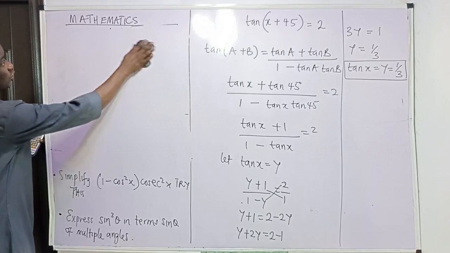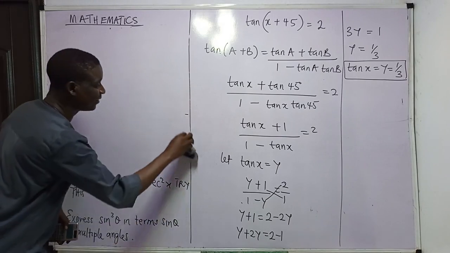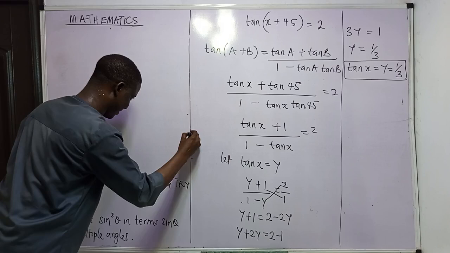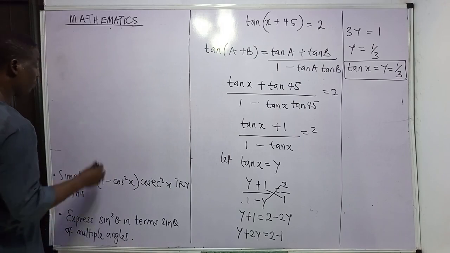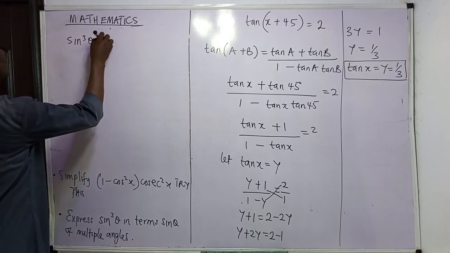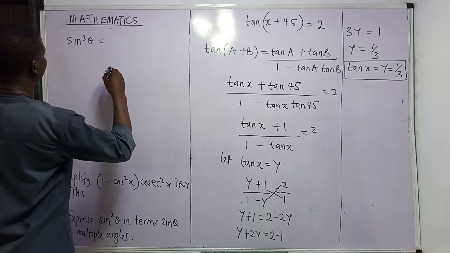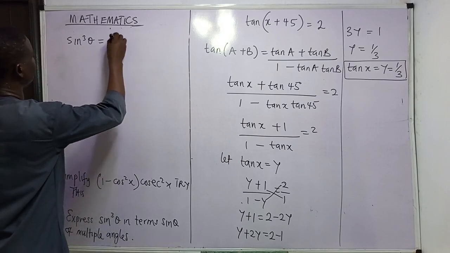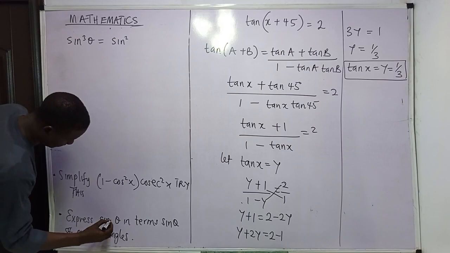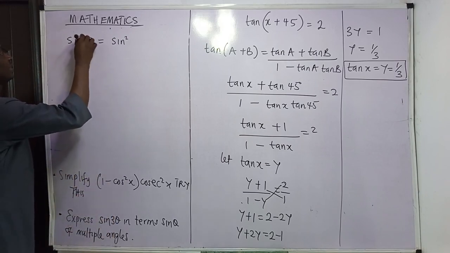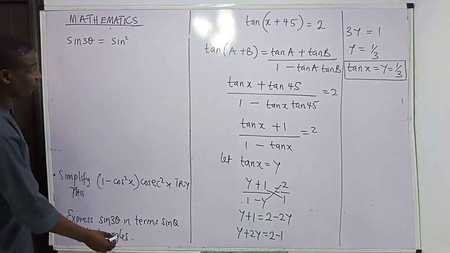Try this, the third question. Play with it. Don't forget your cosecant square x is the same as 1 over sine square x. Don't forget that, to make it easy for you. Now we go. Sine cube theta, simplify it, is the same thing as sine 3 theta. So express sine 3 theta as multiple of angles.